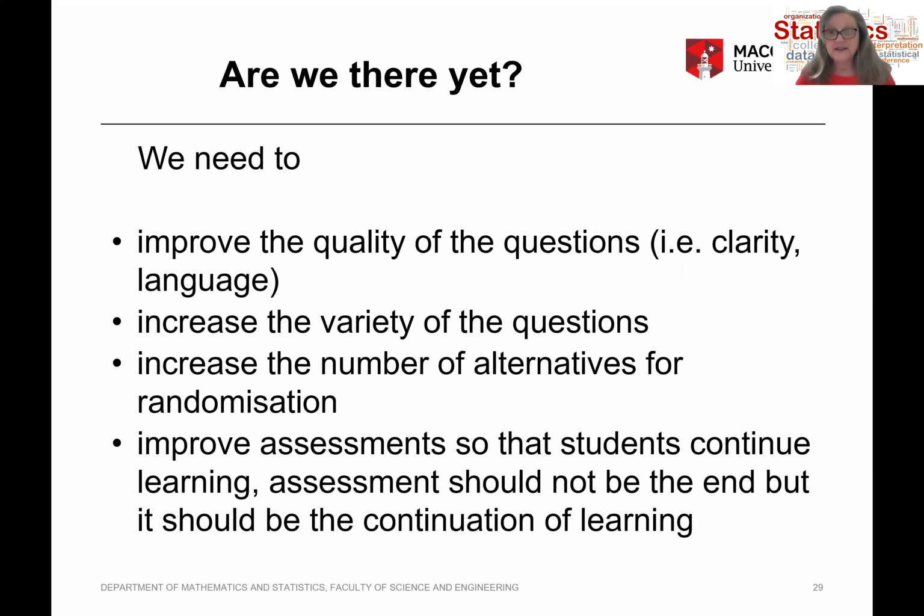Are we there yet? We're never there. Improve the quality of questions, clarity and language, because some of the students thought there were mistakes in the exam because questions could have been interpreted this way or that way. Increase the variety of questions, increase the number of alternatives for randomization, and improve assessment so that students continue learning.